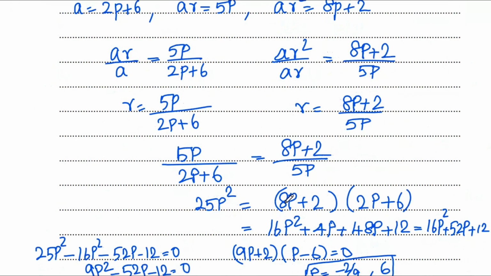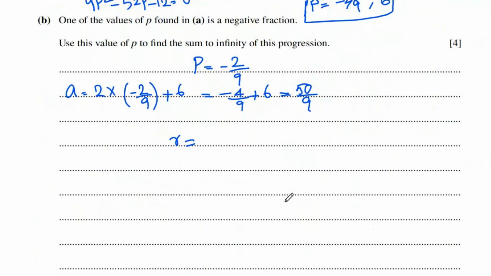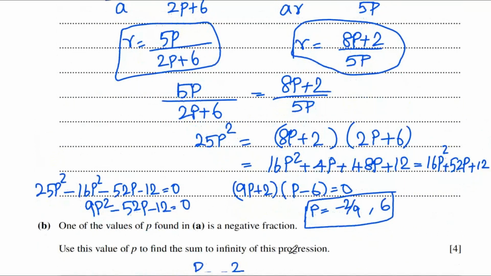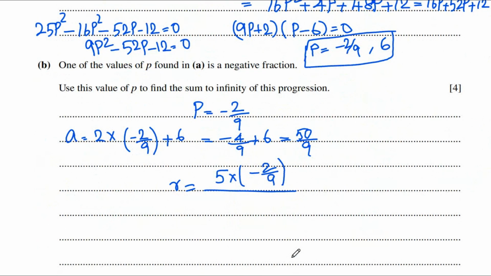5p. Let's take this one. Or if you want, you can take this also. In both the cases, you will get the same answer. 5p divided by 2p plus 6. 5 multiplied by negative 2 over 9 divided by 2p plus 6.